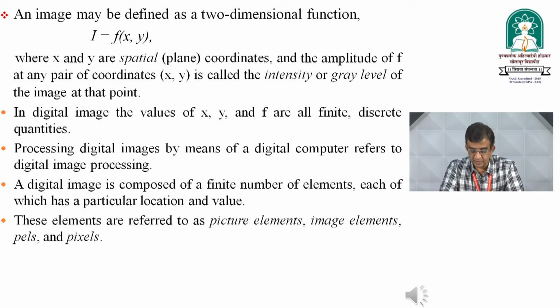The field of digital image processing refers to processing digital images by means of a digital computer. A digital image is composed of a finite number of elements, each of which has a particular location and value. These elements are referred to as picture elements, image elements, pels and pixels.